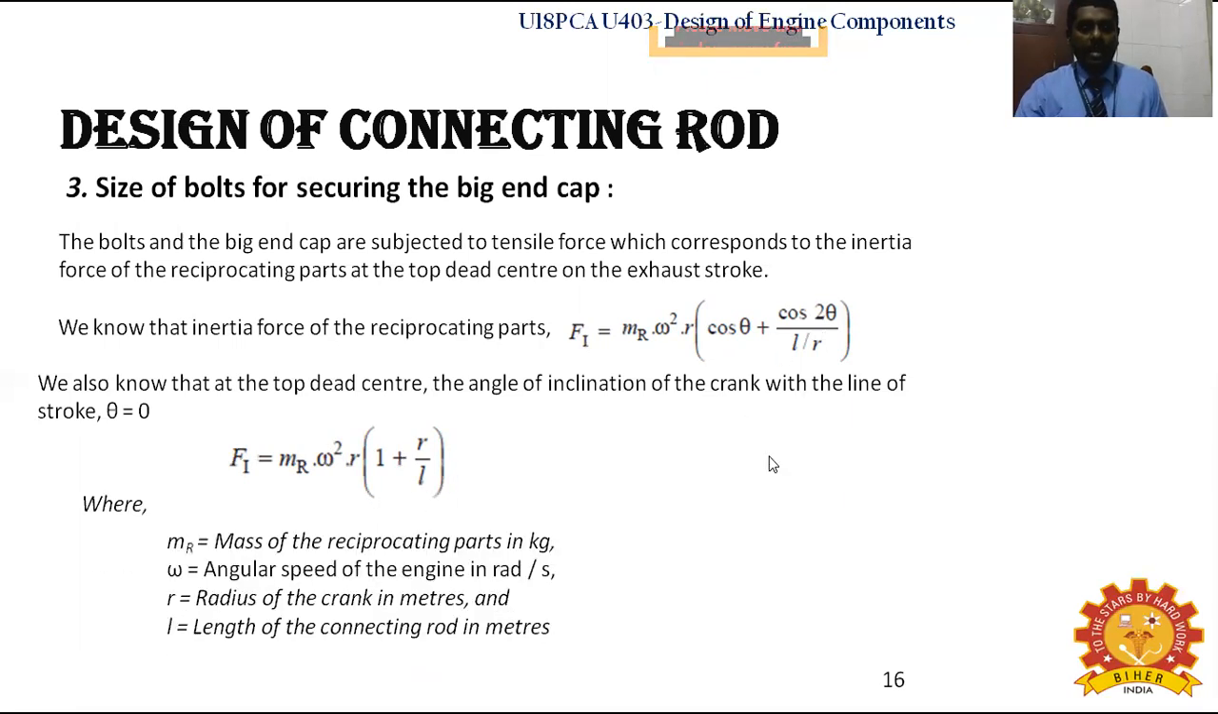So now, where m r is the mass of the reciprocating parts, omega is the angular speed of the engine, small r is the radius of the crank in meters, and small l is the length of the connecting rod in meters.